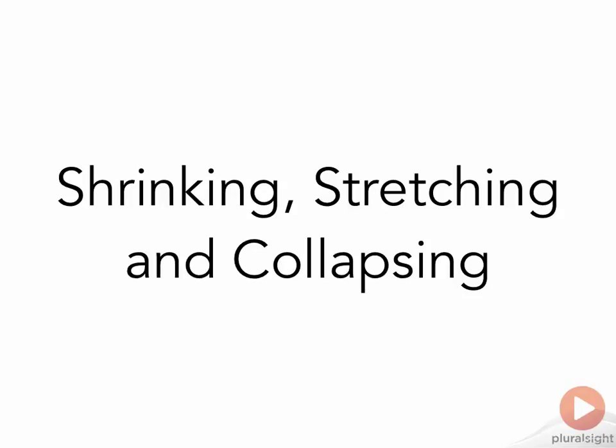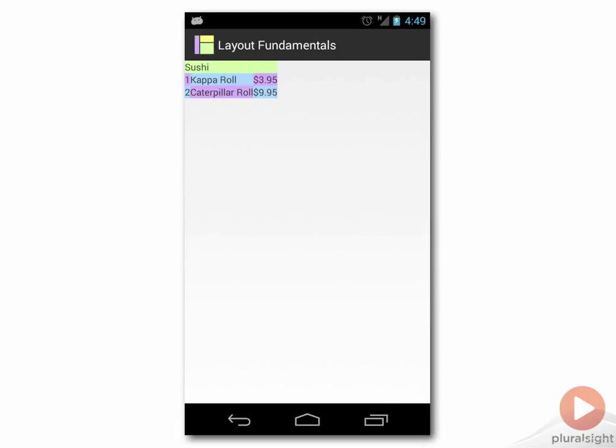Let's explore some more ways to customize the table layout. But before I get to that, let me ask you a question. Do you know what's in a caterpillar roll? I'm not sure either, so let's add an extra column for the description for the sushi rolls.